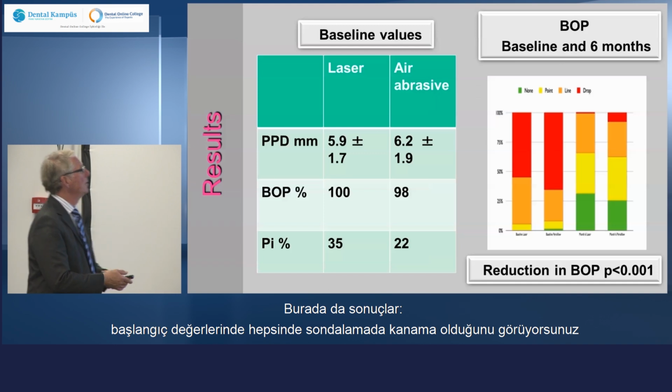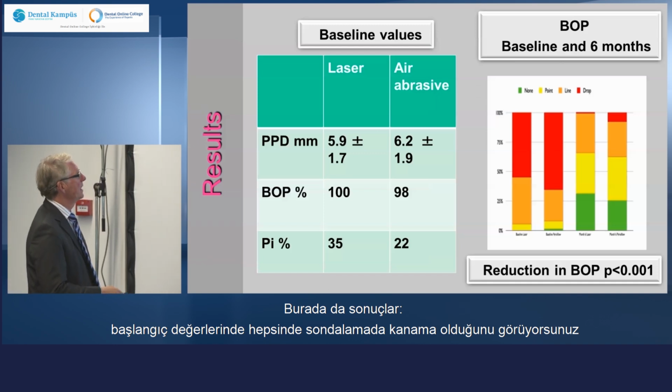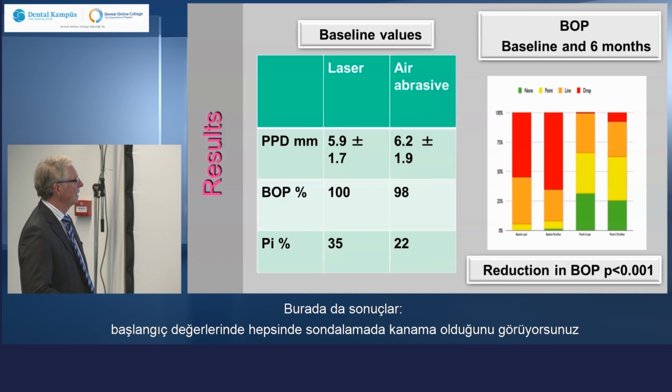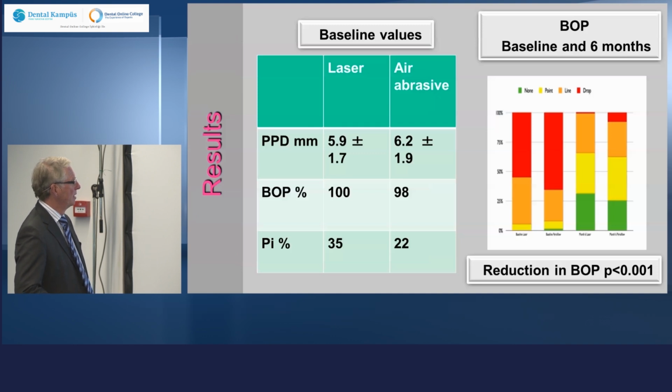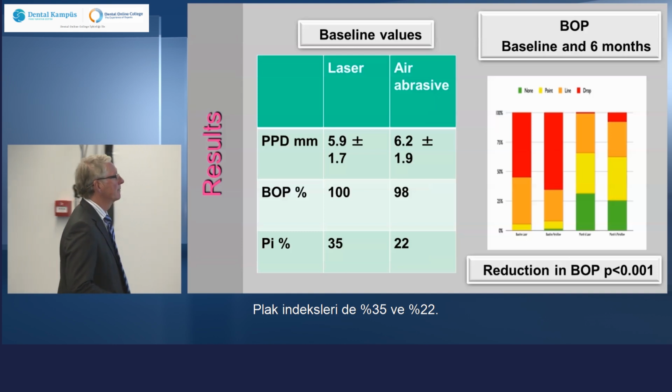Here are the results, baseline values. You see bleeding at baseline, almost all of them. Probing depth at baseline, around 6 millimeters in both groups. Plaque index 35 and 22%.